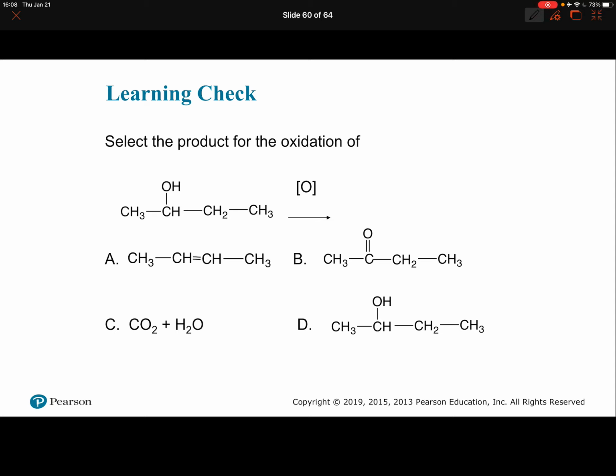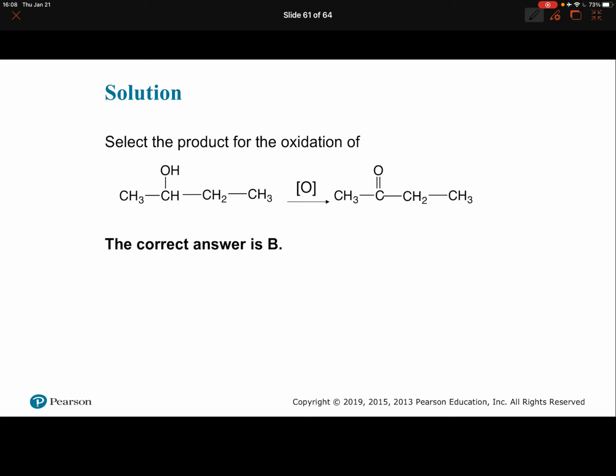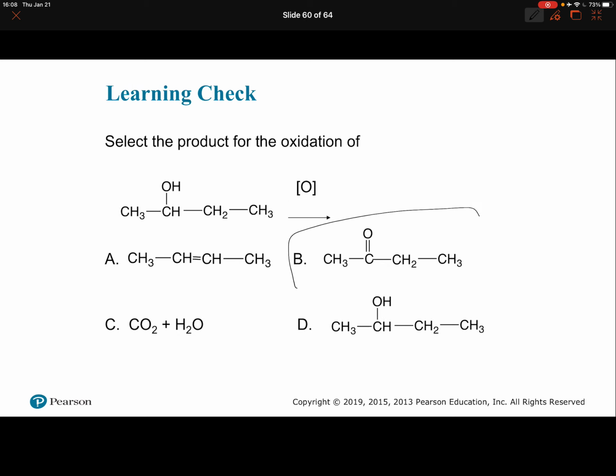All right, learning check. So here's a multiple choice. Select the product for the oxidation of this compound. So pause it, give it a shot. Hopefully you picked B. So if we go back here, oxidation of the secondary alcohol produces a ketone.